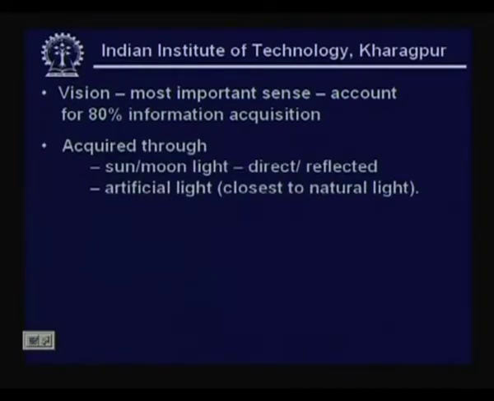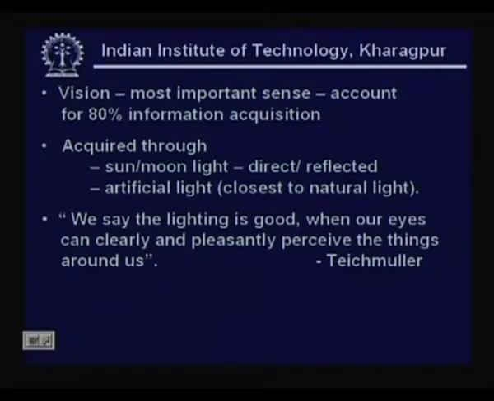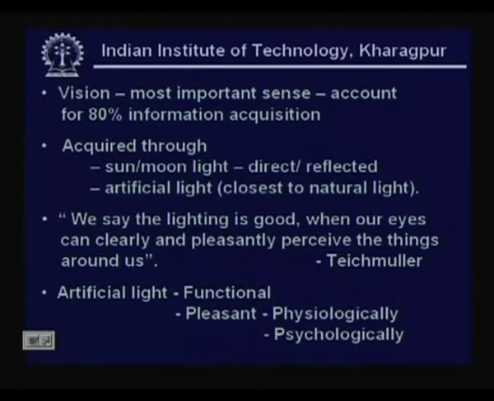The acquisition of information could be through sun or moon. Moonlight is basically direct or reflected. Artificial light, whenever created, has to be closest to natural light, that is closest to the sunlight, which is the most important source of daylight or natural light. Here it must be necessary for us to see what is a good lighting? In fact, this has been one of our first instructional objectives. We say the lighting is good when our eyes can clearly and pleasantly perceive the things around us. This is what Teichmuller says, and that is to be kept in mind.